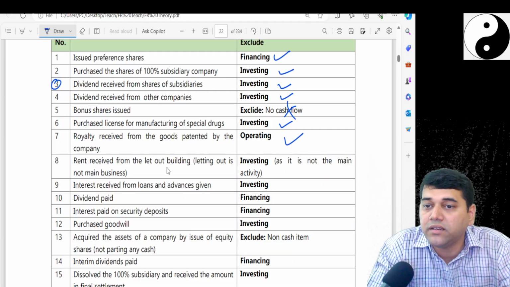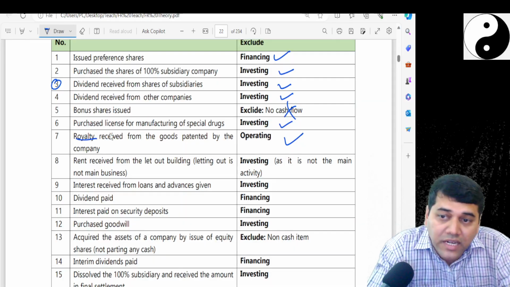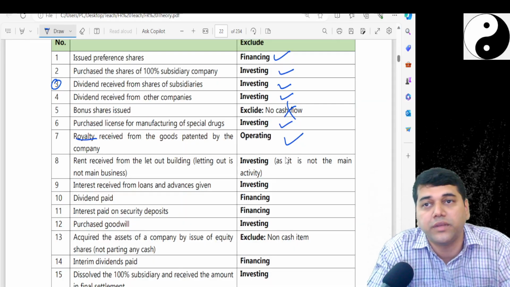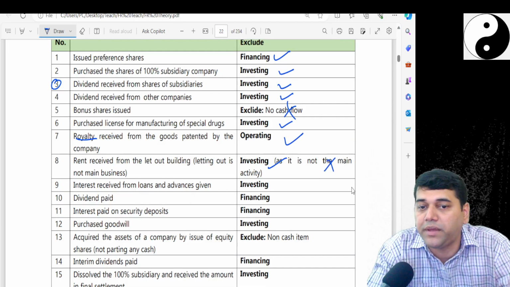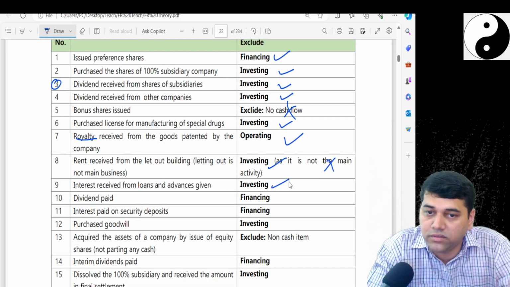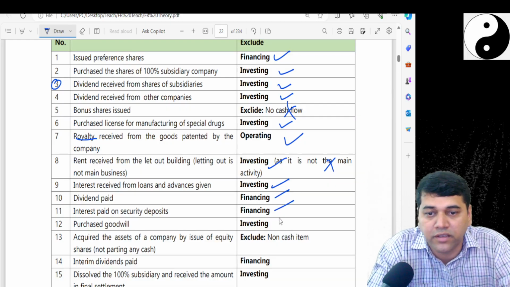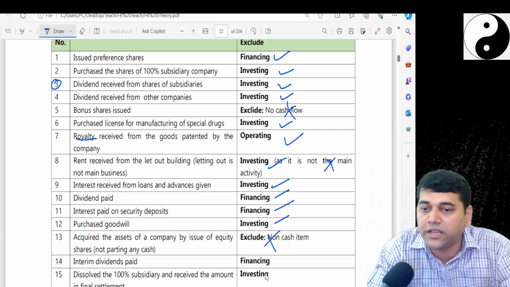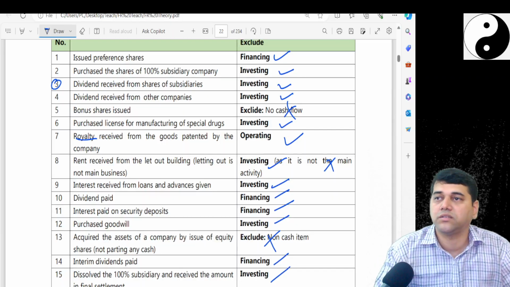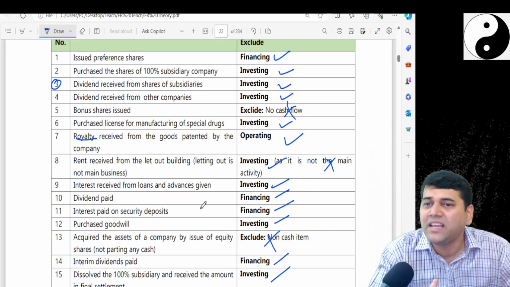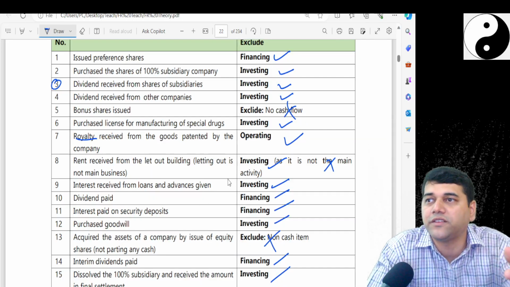Royalty, operating. Sorry, purchase of a license was investing, we discussed that. Royalty we discussed, it is operating, assuming that is my main business. Rent received from letting, investing, because it is not my main business. Interest from loans, investing. Dividend paid is financing. Interest paid on security deposits, financing. Goodwill is investing. Equity shares issued for assets, non-cash. Finished. Yes, our understandings are fine, except one or two questions where there was some difference of opinion.